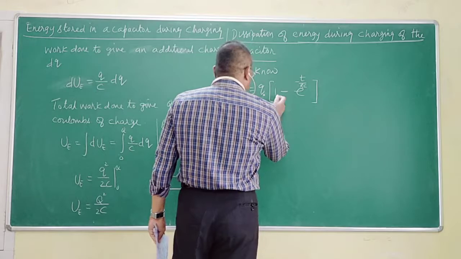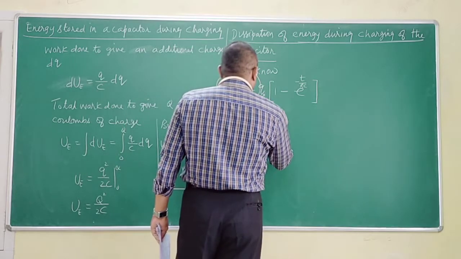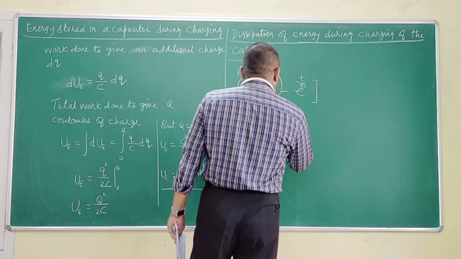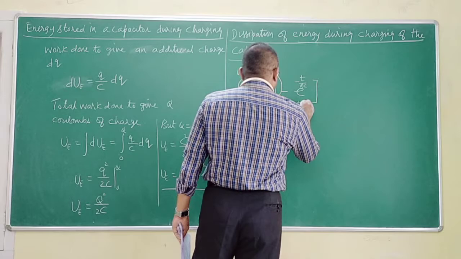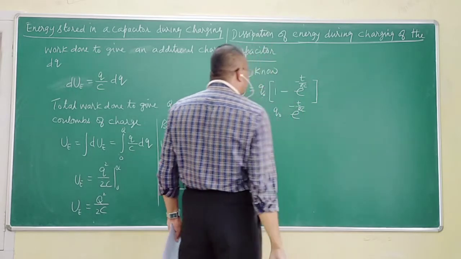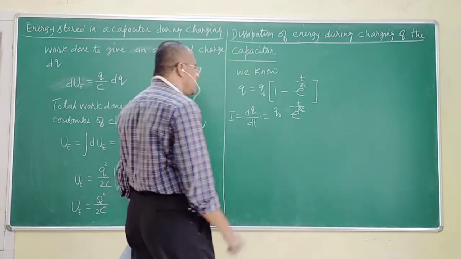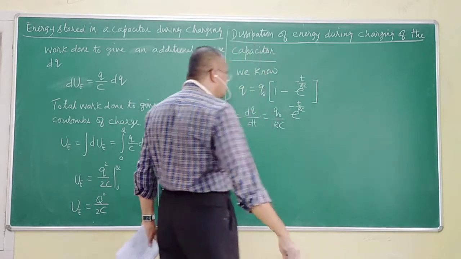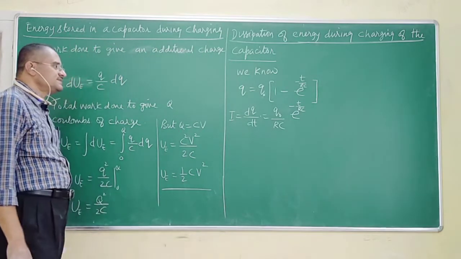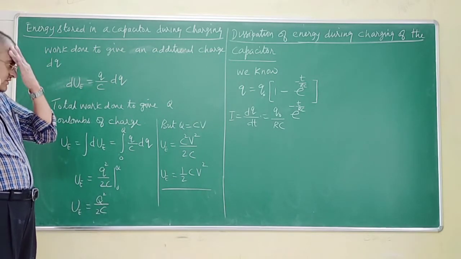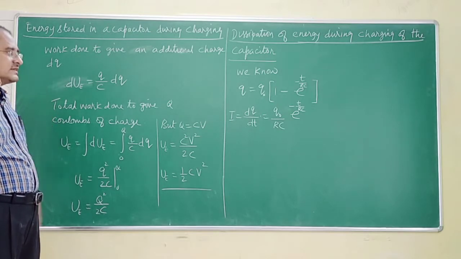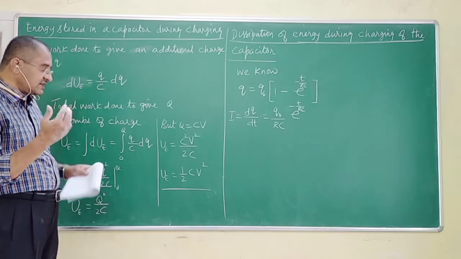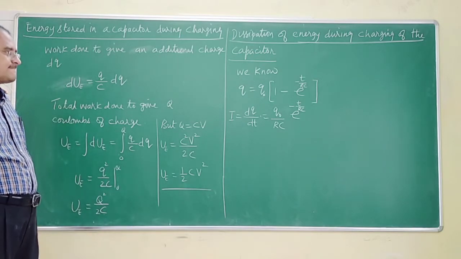q naught is a constant, this is t by RC. t by RC, if you differentiate, 1 by RC, therefore RC. Is that okay to you, sir? That is what we get here. Okay? This is the expression for current. Okay?